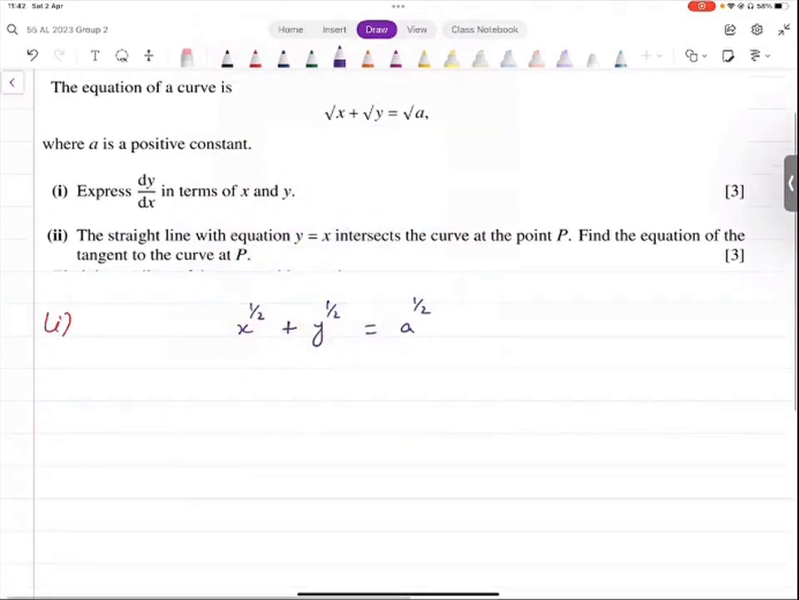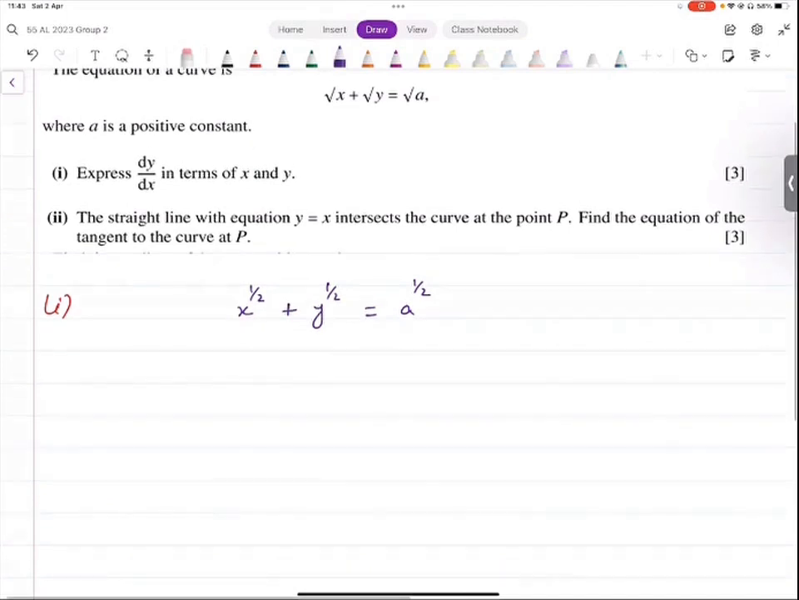x raised to power 1 over 2 plus y raised to power 1 over 2 that equals a raised to power 1 over 2. हमें क्या करना है? हमें dy over dx फाइंड करना है. Keep in mind, a is a positive constant. a एक constant है. a is not some variable. a एक number है कोई. इसका 3, 2 कोई number है उस तरह से, right? अच्छा. How do we differentiate it?